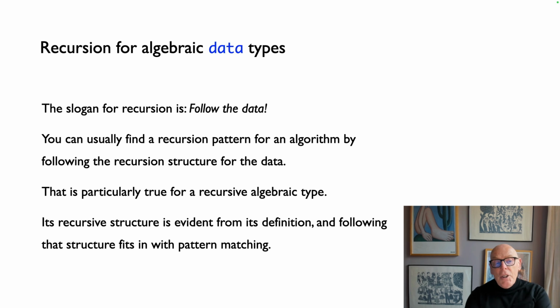I guess for recursion for algebraic data types, the slogan is follow the data. And you can usually find a recursion pattern by following the recursion structure in the data. And that's particularly true for a recursive algebraic type. Its definition gives you its recursive structure, and following that structure fits in with pattern matching. So let's look at an example.